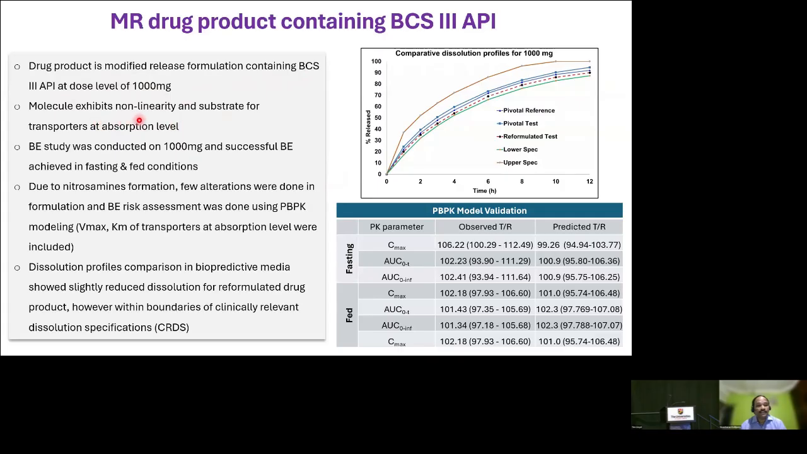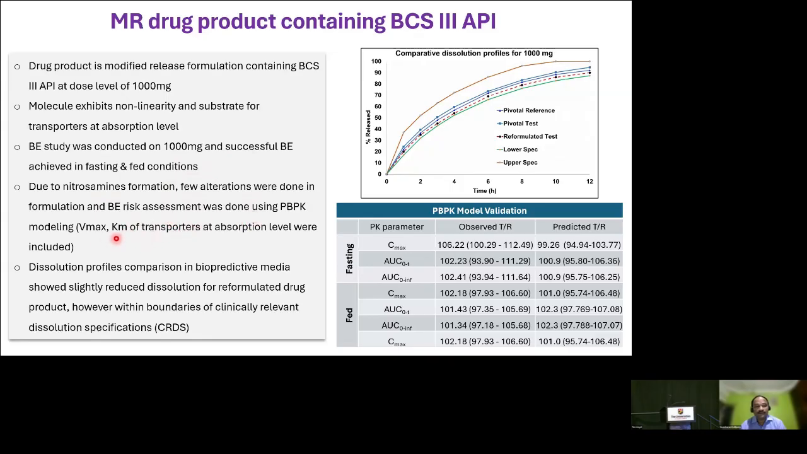Again, this molecule is also a substrate for a lot of transporters at the absorption level, and there has been a non-linearity reported for this molecule, especially in the dosage range of 500 to 1000 milligram. And the bioequivalence study was conducted on 1000 milligram, and the successful bioequivalence is achieved both in fasting and fed condition. Because of the nitrosamine formation in the MR product, there are few alterations done in the formulation, and the BE risk assessment was done using the PBPK modeling.